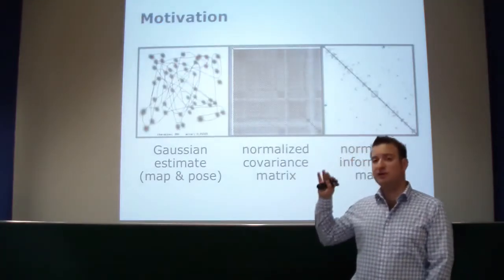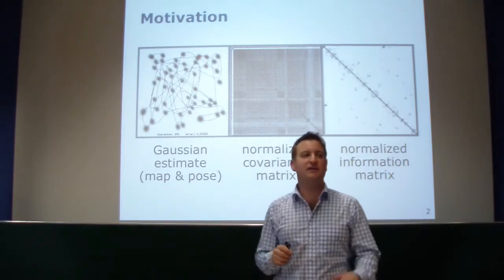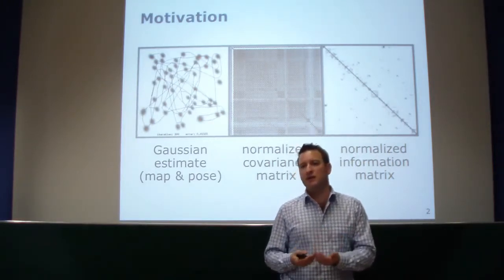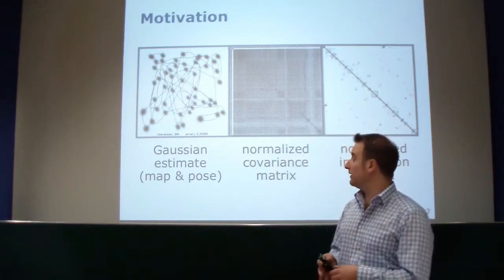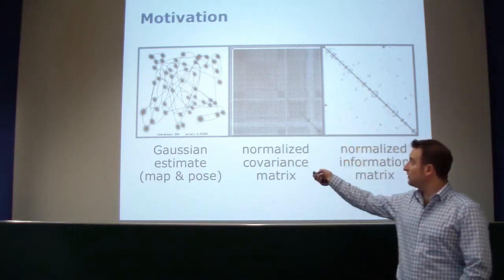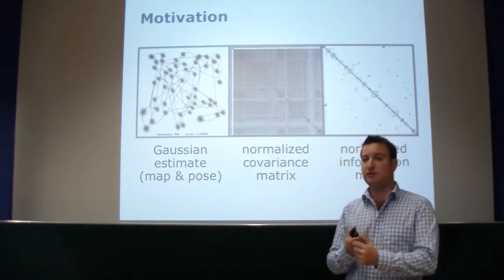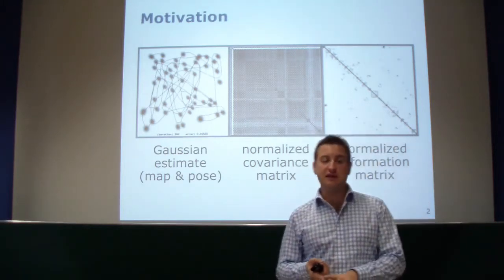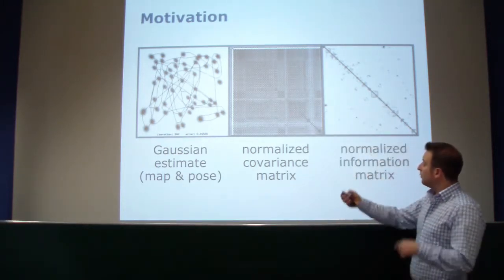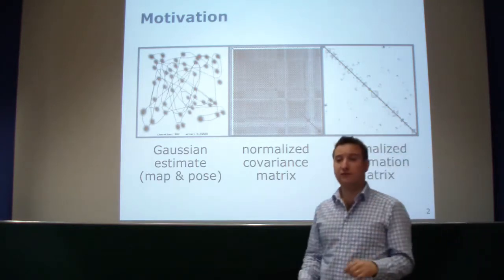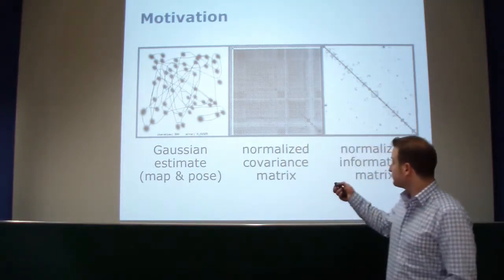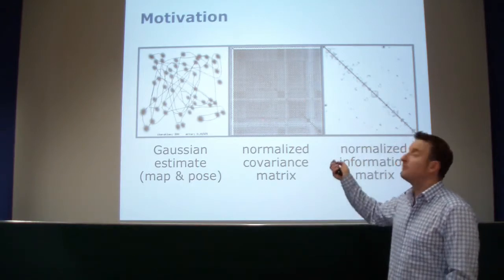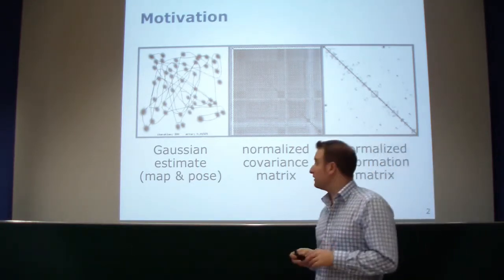So the key motivation for the sparse extended information filter was obtained when looking into the information matrix that is obtained when doing this filtering. What you see here on the left hand side was the Gaussian estimate about the robot's pose and the position of the landmarks in the environment, and the corresponding normalized covariance matrix, normalized to values up to 1. And you can see that this ends up to be a dense matrix with this checkerboard pattern.